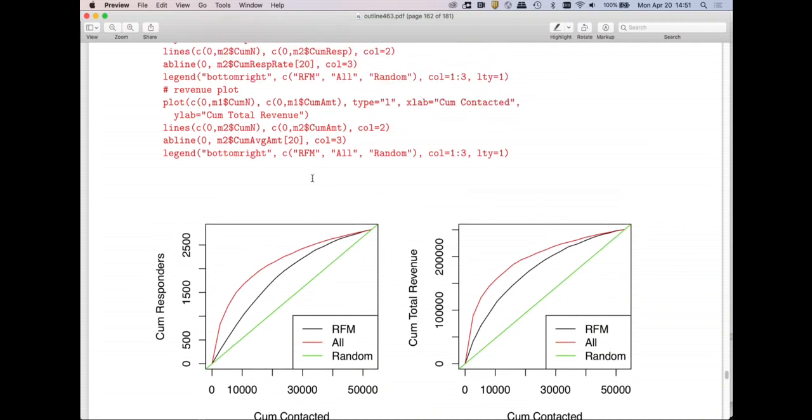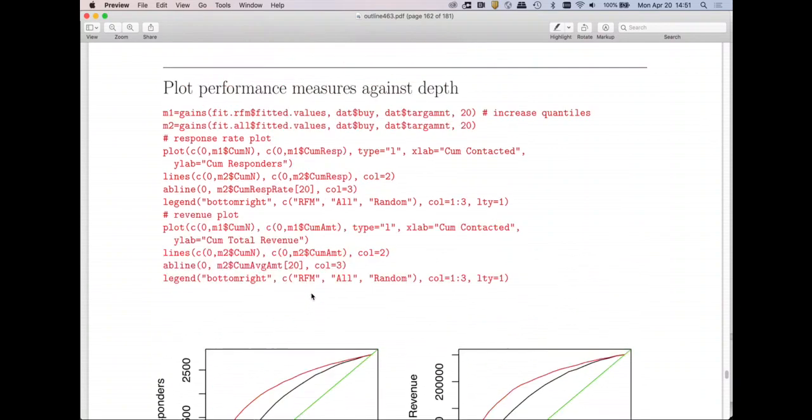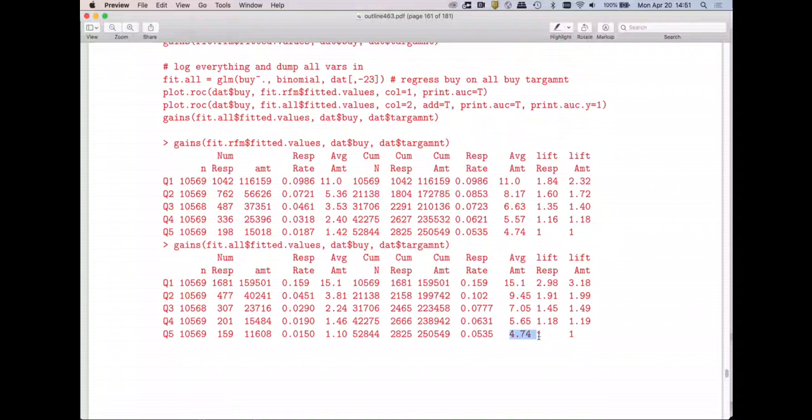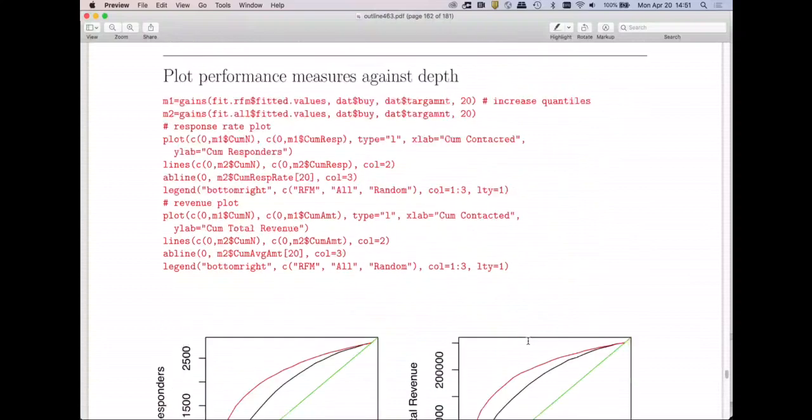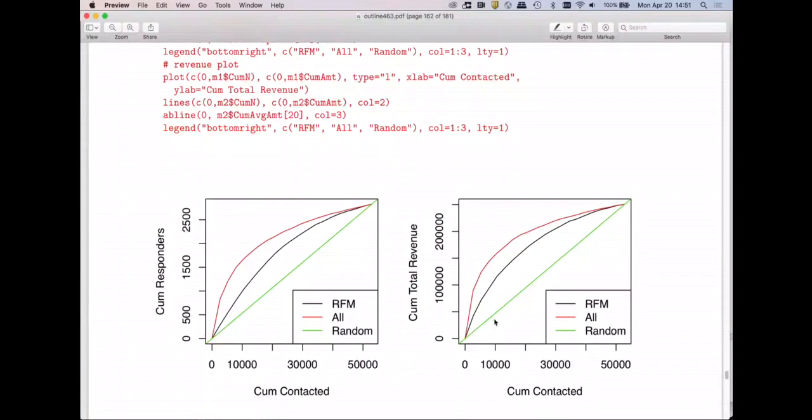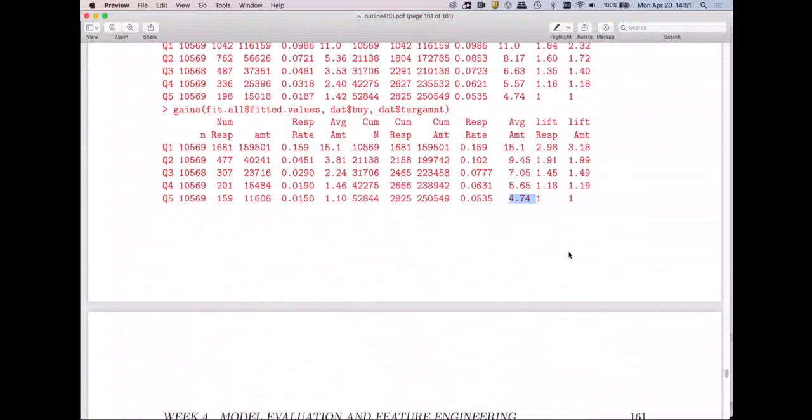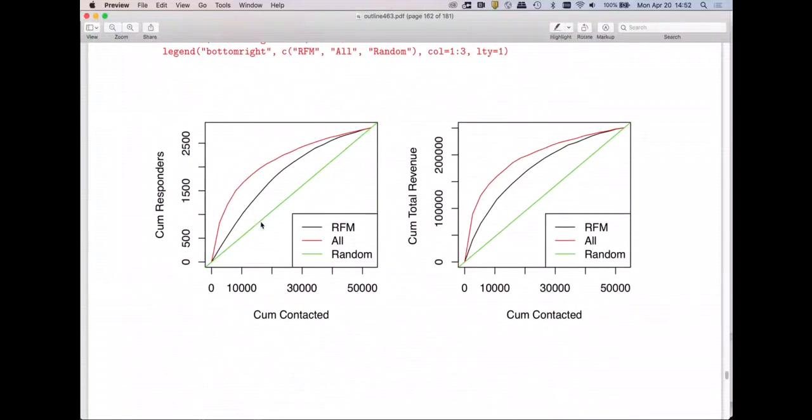Notice the way I've generated this is it's just this bottom row here. So for every additional person I send, I expect $4.74 to come back. And so the slope of this green line is $4.74. Likewise, there's a 5% chance that anybody responds, so the slope of this line would be about 5%. We don't really care about random. Random is not hard to beat. What we really care about is our two models. So this would be the RFM model versus the model with all of the variables in there.